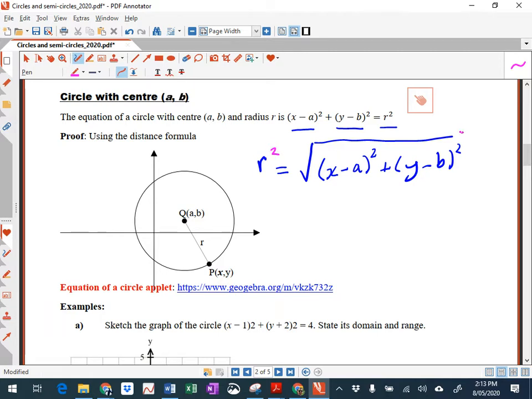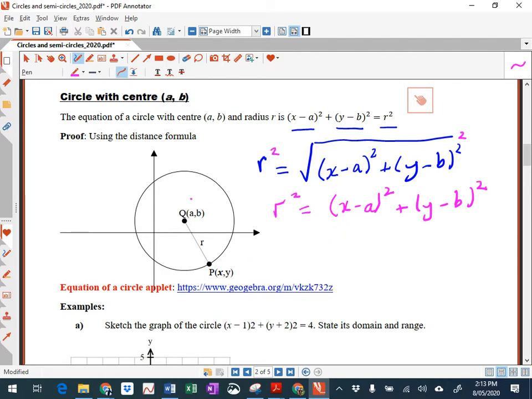So it gives me r squared is equal to (x minus a) all squared, there's an a there, plus (y minus b) all squared. Let me just tidy up that last little bit there. Okay, now that's the formula for the equation of a circle with centre (a, b) and radius r.